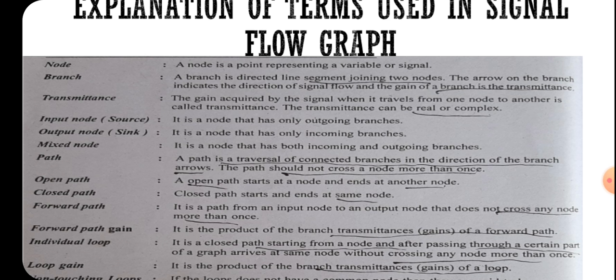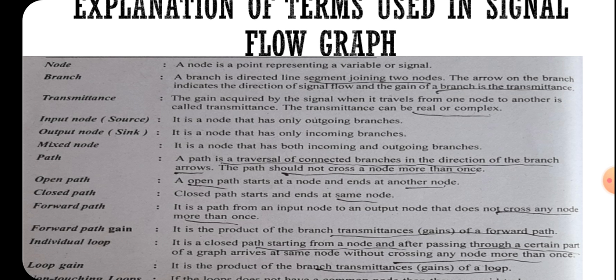Next is path. A path is a traversal of connected branches in the direction of the branch arrows, and the path should not cross a node more than once. So, what is the definition of path? A path is a traversal of connected branches in the direction of the branch arrows, and the path should not cross a node more than once. Next is open path. An open path starts at a node and ends at another node. Next is closed path. A closed path starts and ends at the same node.